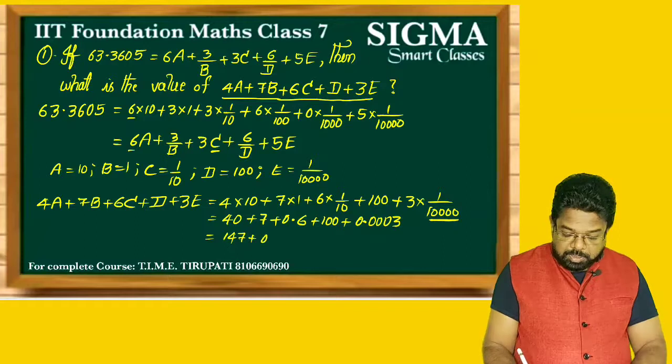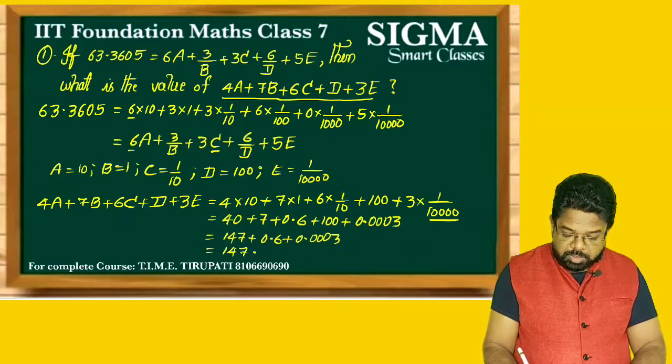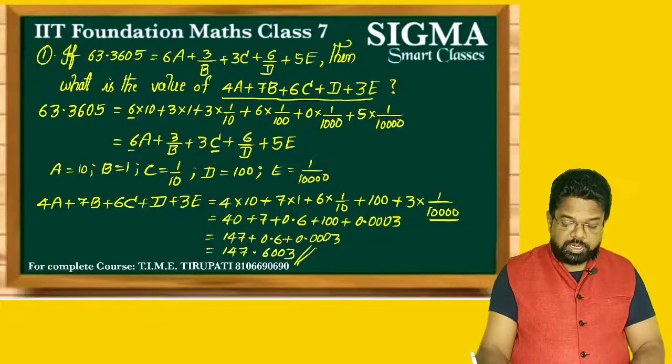147 plus the decimal parts are 0.6 plus 0.0003. Now take the sum of all these. How much value do you get? 147.6003 it is. This is the final value.